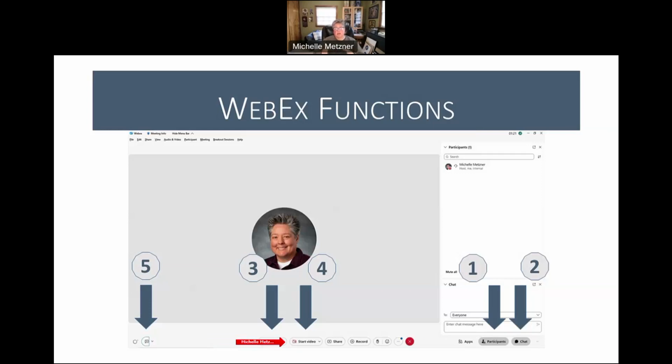And then the video in number four, if you press that button, you can start and stop your video. In live classes or synchronous classes, I prefer that you have your video turned on so I can see you. But if you need to shut it off, click that again and it will shut your camera off. And then finally, number five here is your closed captioning function. If you like closed captioning turned on, go ahead and click it. Otherwise, click it again and that will shut off for you.